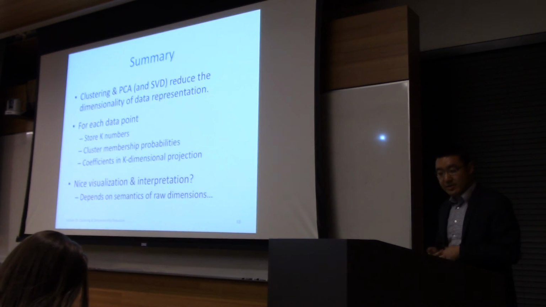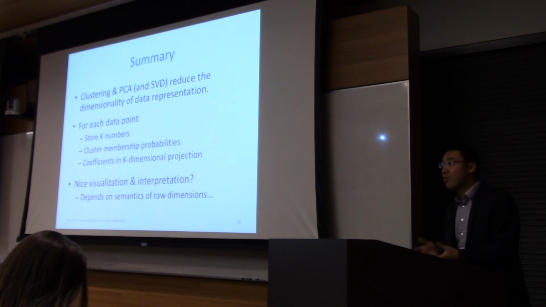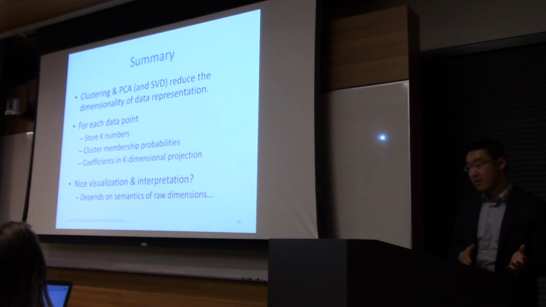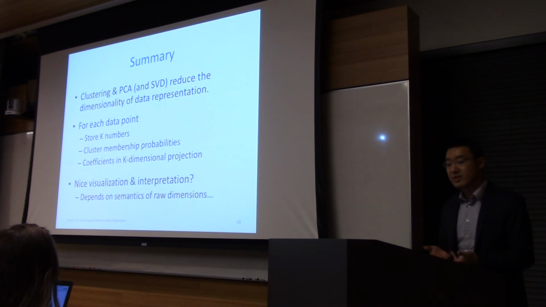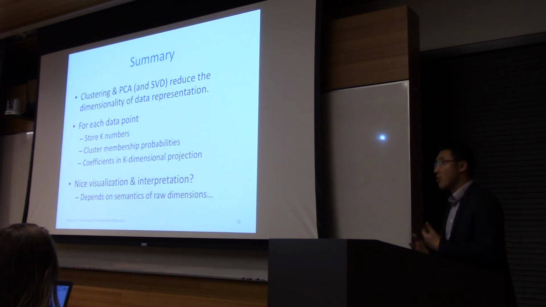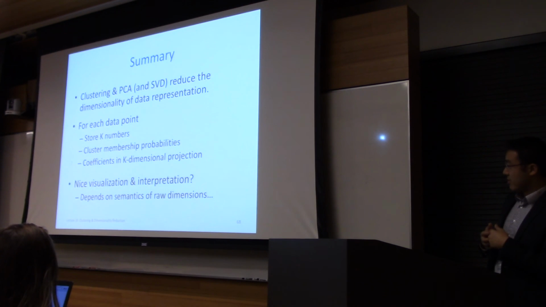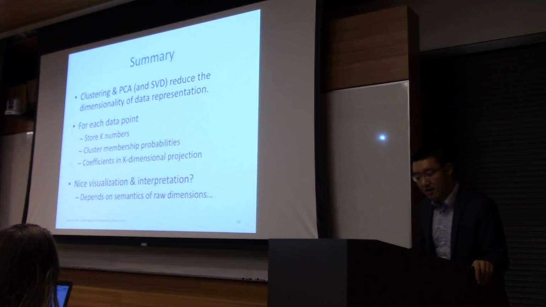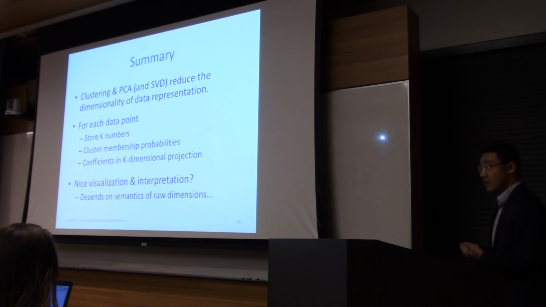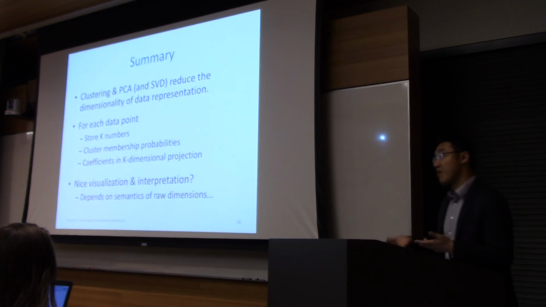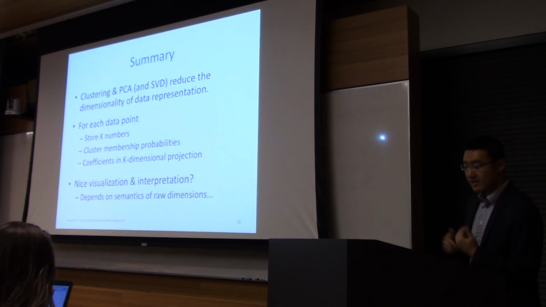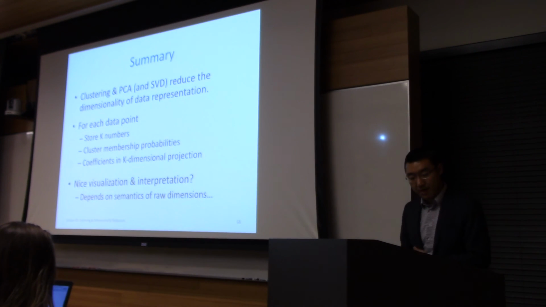Okay, just to summarize, we looked at two forms of unsupervised learning in this lecture: clustering, and SVD or PCA to reduce the dimensionality of the data representation. For each data point, the goal is, rather than store its entire feature vector, to store only k numbers that summarize each data point. In the case of clustering, it's the cluster memberships or the cluster membership probabilities. In the case of dimensionality reduction via PCA or SVD, it's the coefficients in some k-dimensional projection.